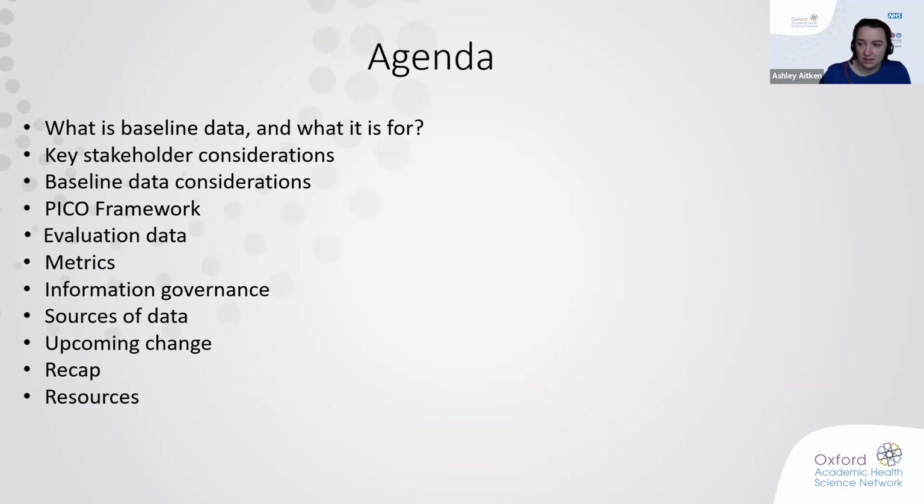The evaluation data that you need to think about and the metrics, information governance, which is a big thing and can take quite a lot of time when we're looking at real world evaluations. External sources of data, a potential upcoming change which might impact on real world evaluations going forward. And just a quick recap, there's also some resources at the end for you to have a look at when I send the slides around.